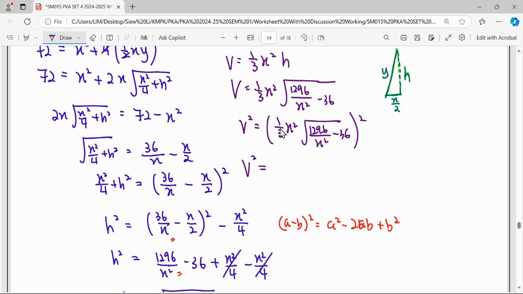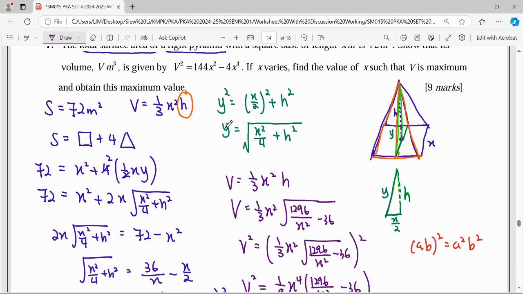So after this volume square, it will be in your indices properties like A times B square, it will be A square, B square. Setiap item dalam ni kena square lah. So 1 over 3 square become 1 over 9. X square and square become x power of 4. This one square root and square cancel the square root. Remain 1296 over x square minus 36.